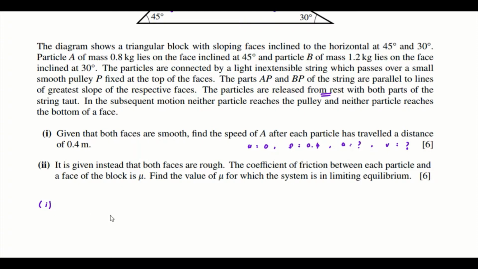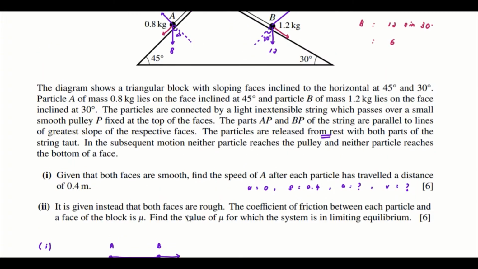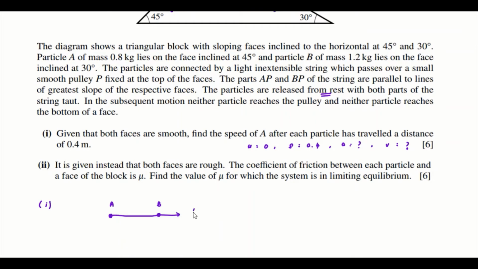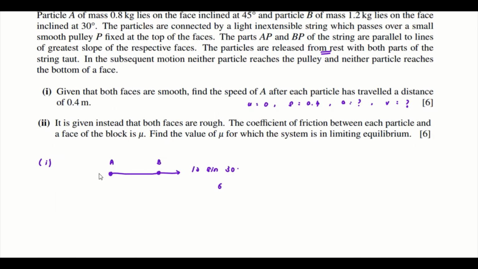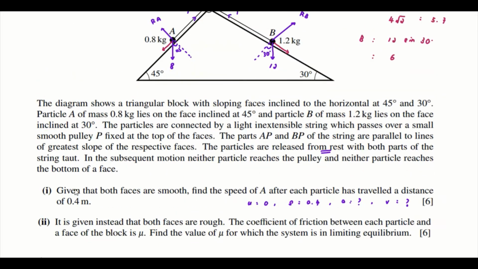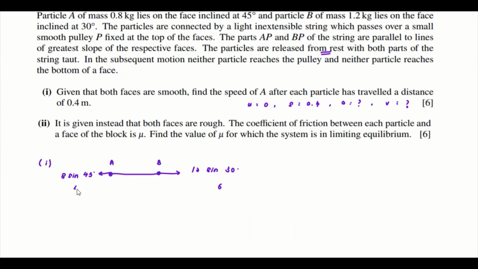So particle A, particle B. Towards this direction, we have the 12 sine 30 just now, and that's 6. Then for this direction, we have 8 sine 45, and that gives us 5.7 something, right? So we write the exact value. You can see this number is greater than this number, so the whole system is going to move in this direction.